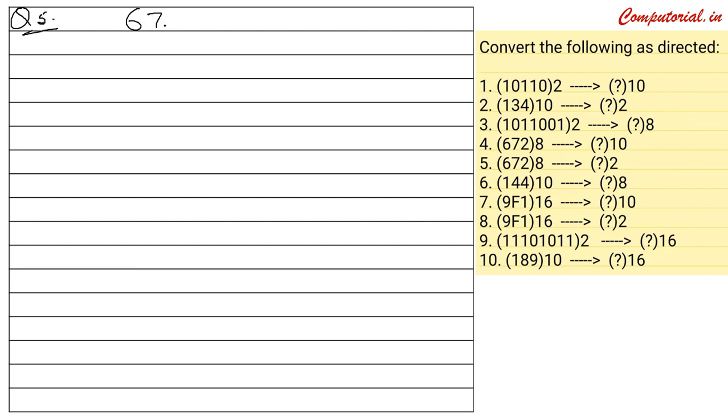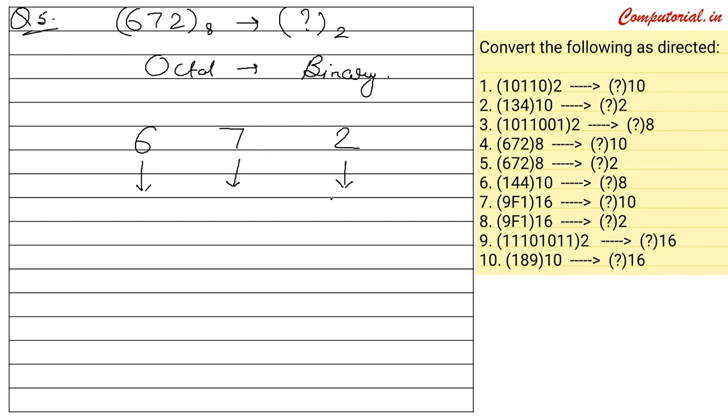Question number 5 is the same, that is 672 with a base of 8, and it is to be converted to the base of 2, that is from octal to binary. For this octal to binary also we have to refer to the same conversion table. We have to note down the digits like this, draw these arrows, and follow that table.